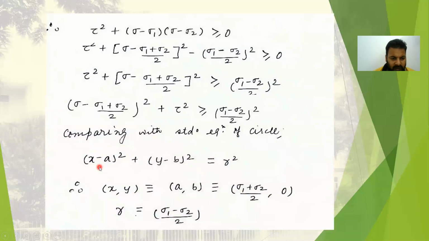So in comparison with (x minus a) square, x is, as you know, very simple. x is equal to sigma, a is equal to (sigma 1 plus sigma 2) by 2. So it is written here. y is equal to tau square, b there is nothing, so b is equal to 0. And this is the radius, so this radius can be compared with this. So these are some important information to draw a circle. So with this information, we will draw the circle. Let's try to draw the circle.